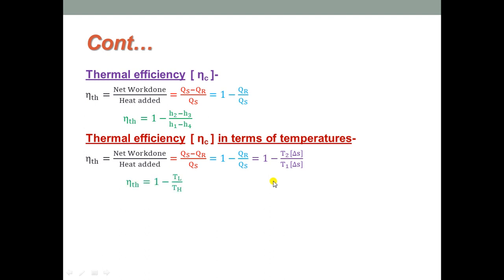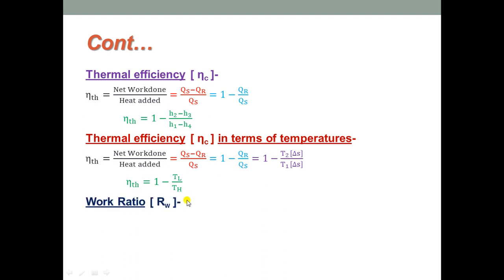Now, in this expression delta S remains the same and gets cancelled, and the expression becomes 1 minus T2 over T1. From your TS diagram we can replace T2 with TL or T minimum and T1 with TH or T max, and these are the two specified temperature limits in which the Carnot vapor cycle is going to work. This is the expression for thermal efficiency in terms of temperatures.